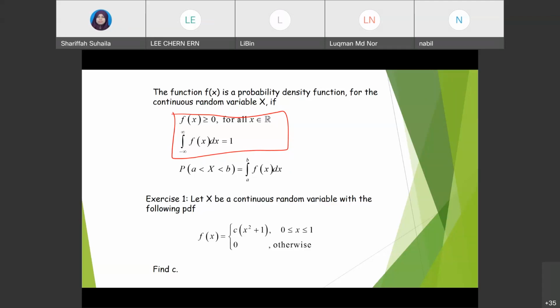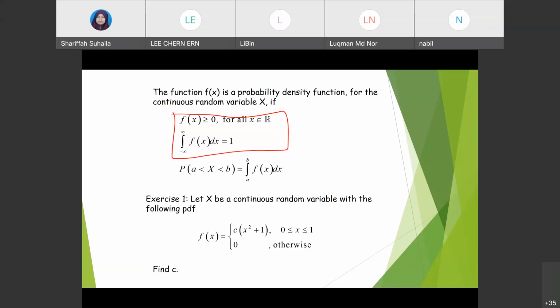Okay, let's refer to the first exercise here. Again, x is a continuous random variable. If you want to find c, the function is given as c(x squared plus 1), which is only defined from 0 up to 1. Otherwise, the density is 0.